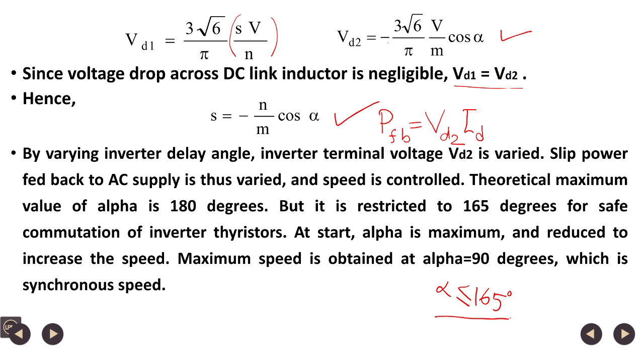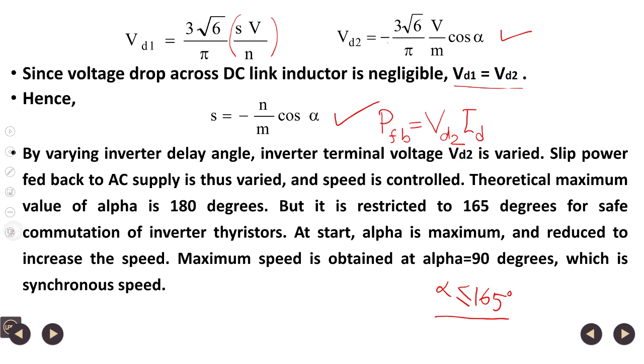At start, alpha is maximum, and at alpha equal to 90 degrees, the speed is maximum, that is near synchronous speed, slip S is 0. So, by varying alpha, the speed is controlled.